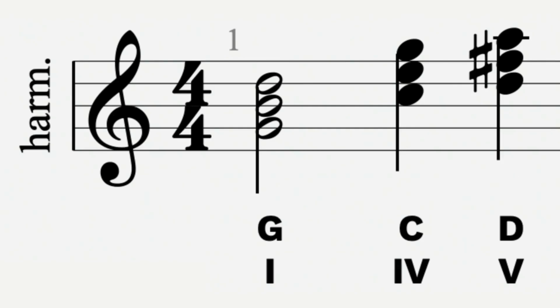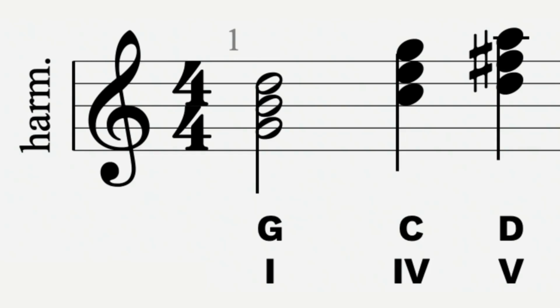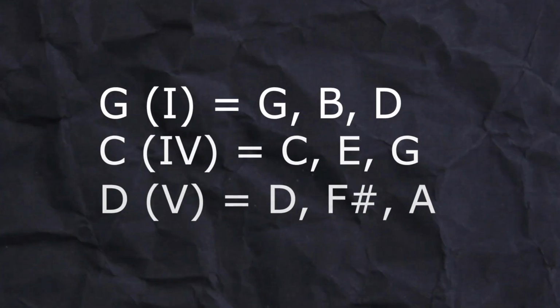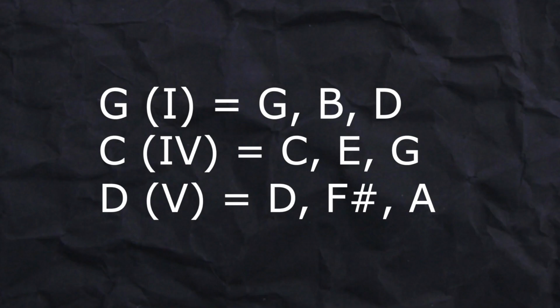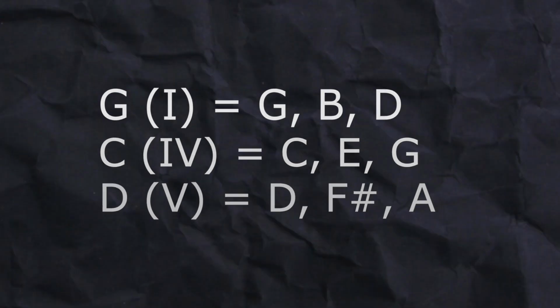So we have 3 chords, 1, 4, and 5. Let's assume that we're playing on a C harmonica. These would be the chords G, C, and D. These chords are made up of multiple notes. So G is made up of G, B, and D. C is C, E, and G. And D is D, F sharp, and A.